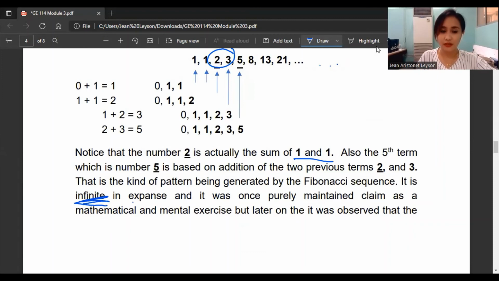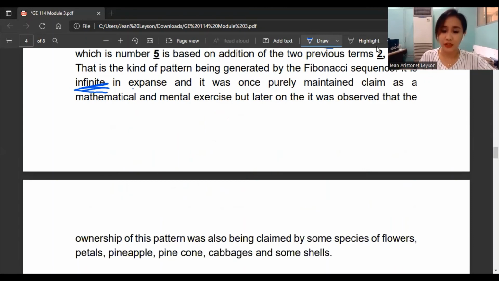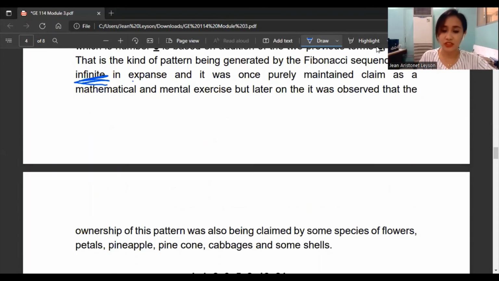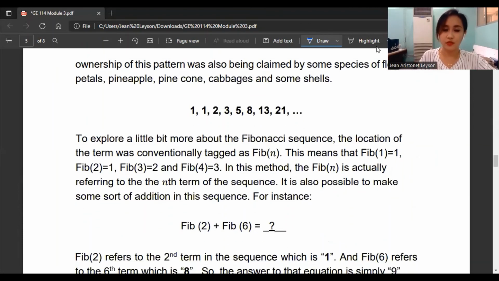It's infinite. And it was once purely maintained as a mathematical and mental exercise, but later on, it was observed that the ownership of this pattern was also being claimed by some special flowers, petals, pineapple, pine cone, cabbages, and some shells. So again, we have here the Fibonacci numbers or the Fibonacci sequence.